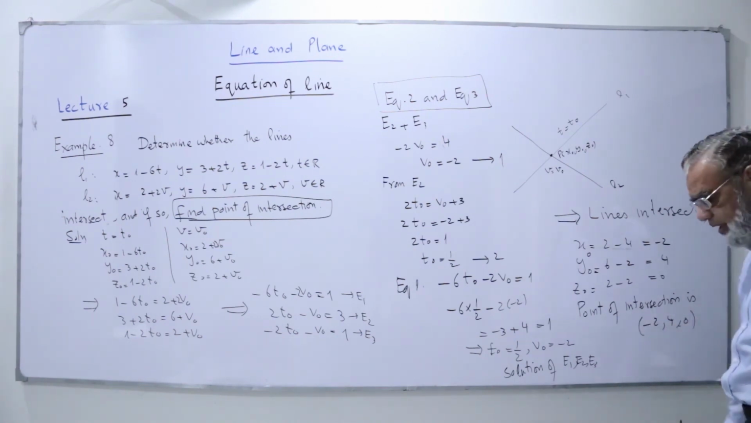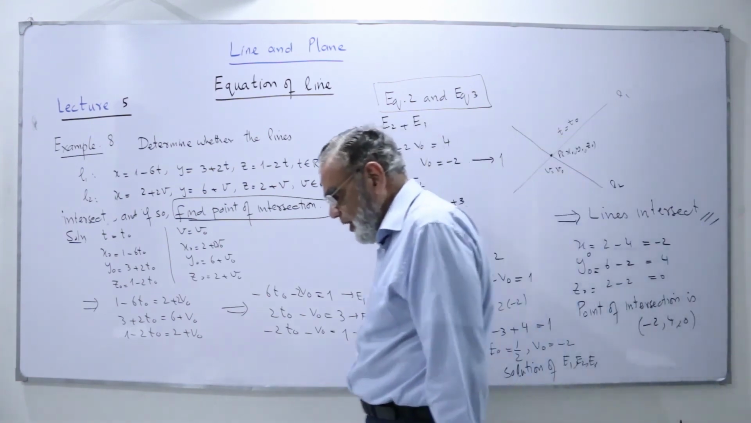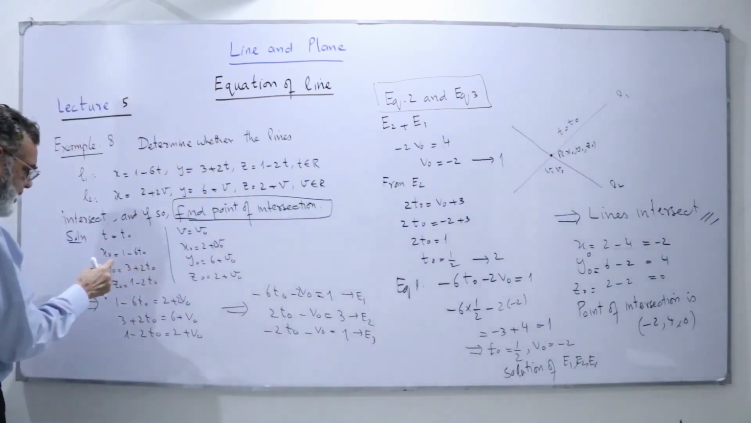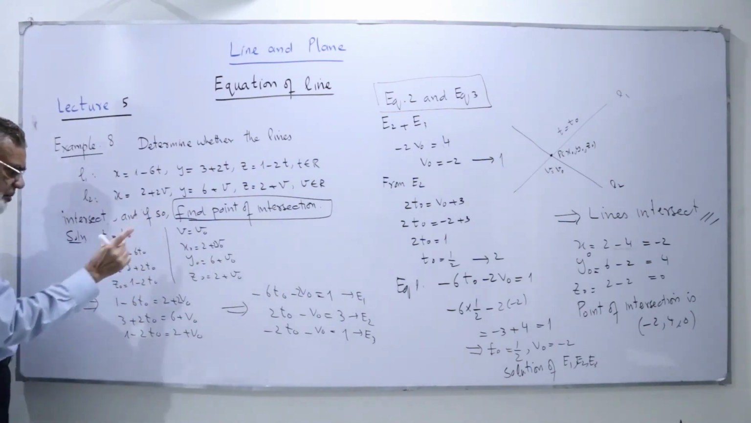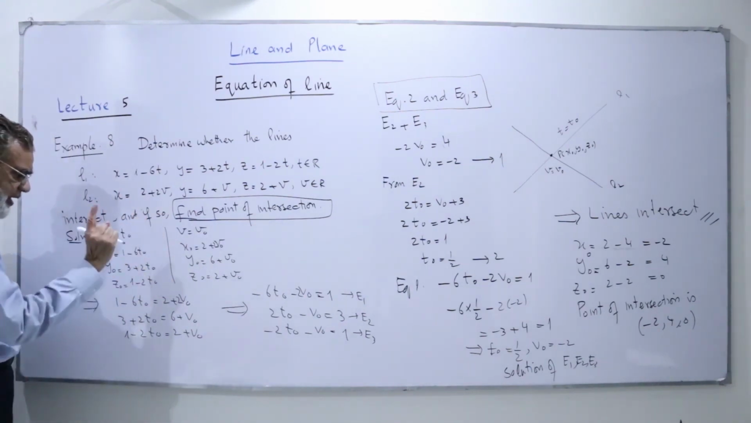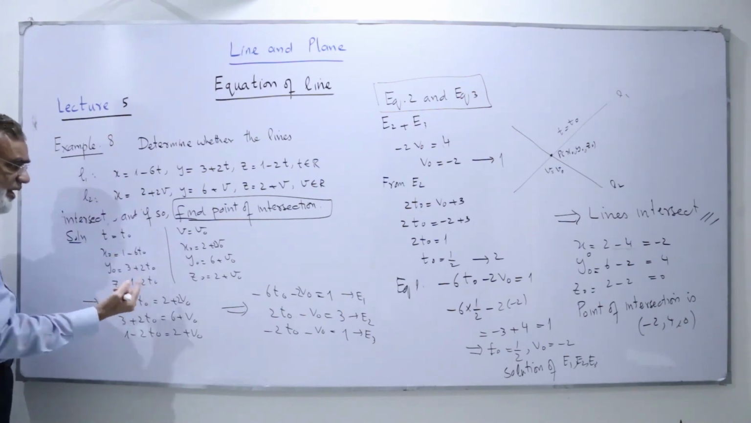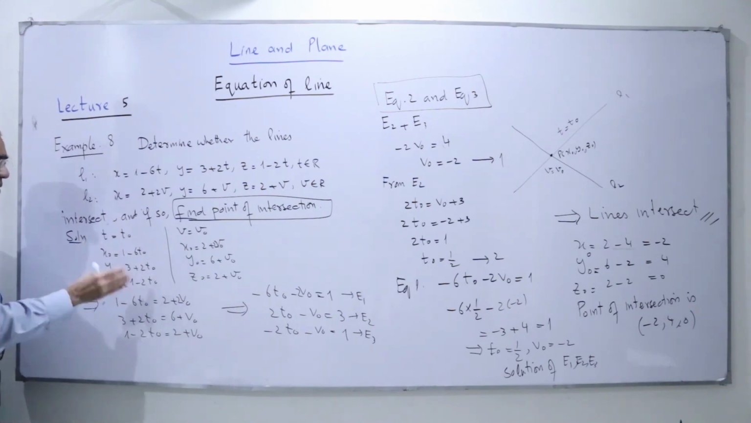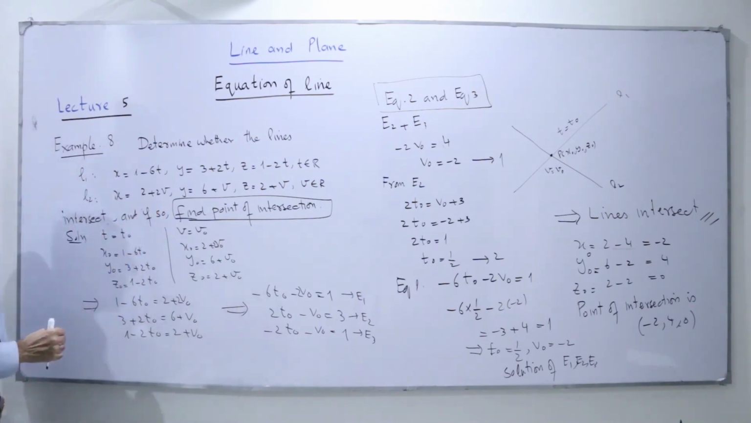We have seen they are intersecting. If they were not intersecting, then there would be no point of intersection. I put the value of t0 equal to 1 by 2. Taking t equal to 1 by 2: 1 minus 3 is equal to minus 2, 3 plus 1 is equal to 4, 1 minus 1 is equal to 0. Whether we take the value of v0 equal to minus 2 or t0 equal to 1 by 2, we get the same point. So this is the idea by which we can find whether two lines are intersecting.